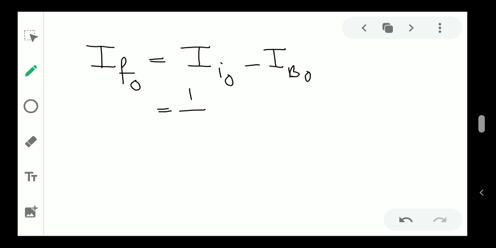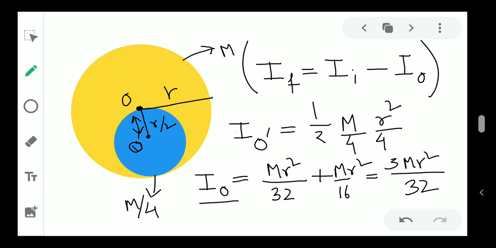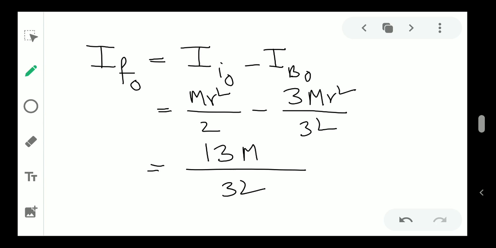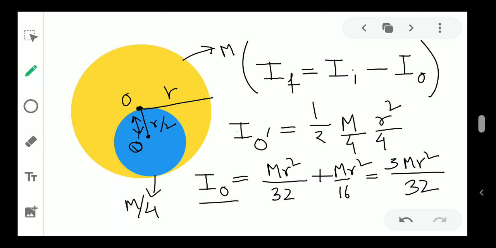So initial one was half m r square, or I can write like this, m r square by 2, minus whatever is my this one, that means 3 m r square by 32. So LCM will be 32, that will be 16, and 16 minus 3 is 13, so 13 m r square by 32. So that will be my final moment of inertia if I cut out that piece from the bigger one.